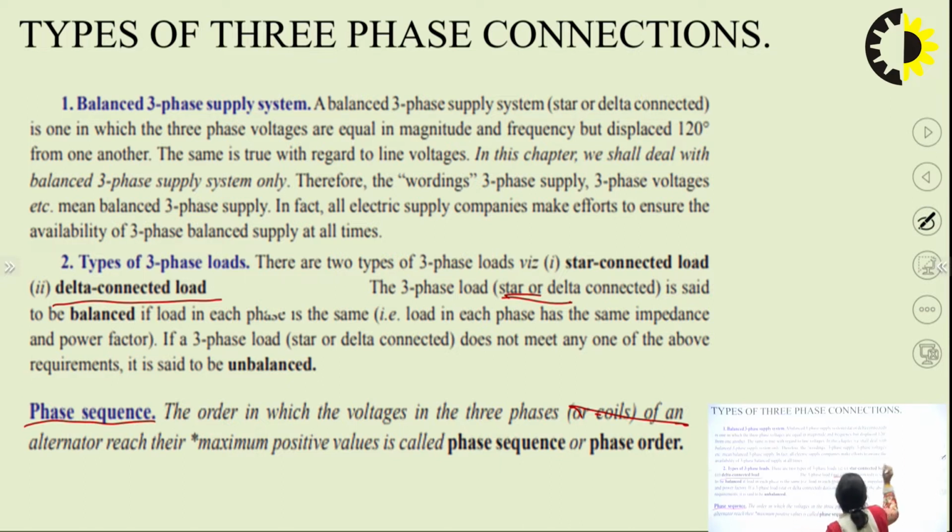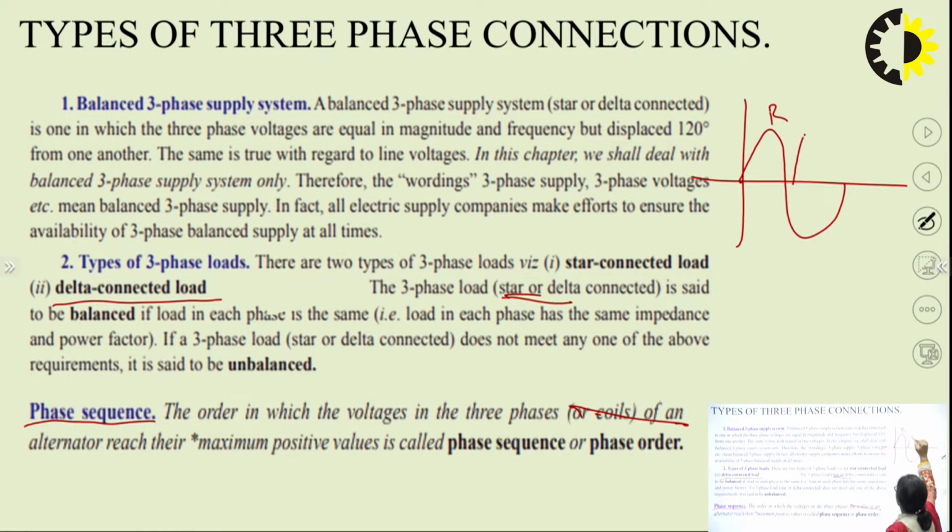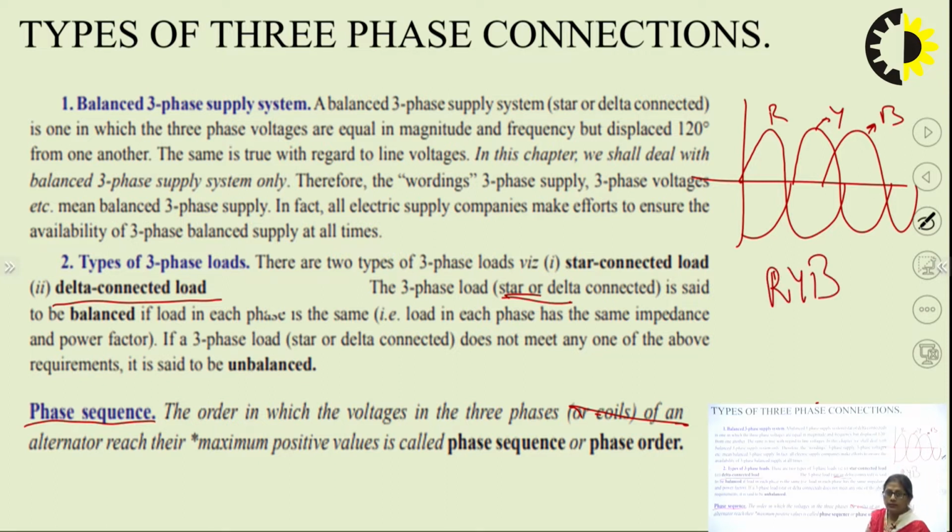As we have seen in the waveform, the very first wave which attains its zero or maximum is the R phase. After it, 120 degrees later, the Y phase will start, and after that the B phase will start. So the phase sequence is R, Y, B. If the phase sequence is RYB, it means that the R phase is the most leading phase. The Y phase would be lagging the R phase by 120 degrees. The B phase would be lagging the R phase by 240 degrees, or I may say the B phase would be lagging the Y phase by 120 degrees.